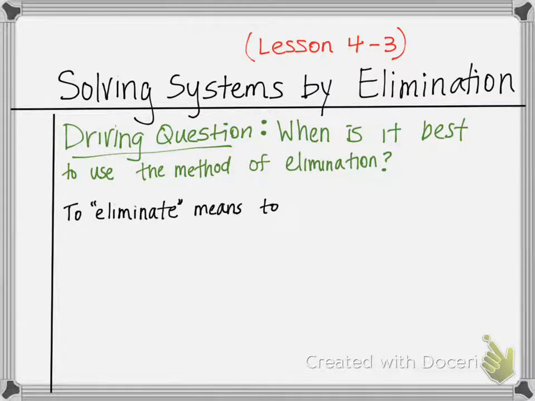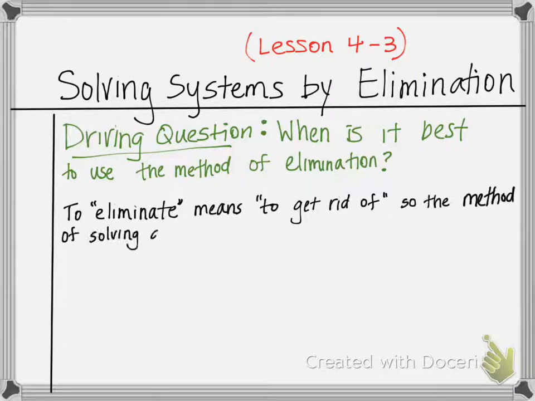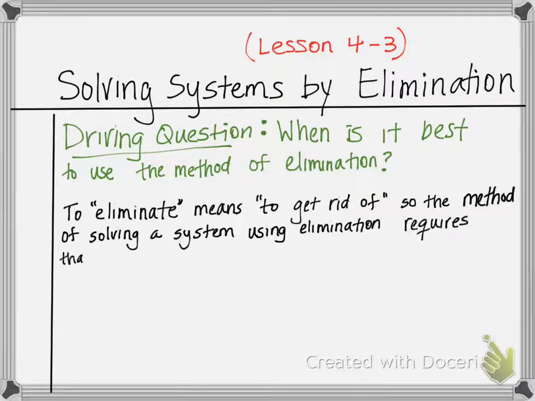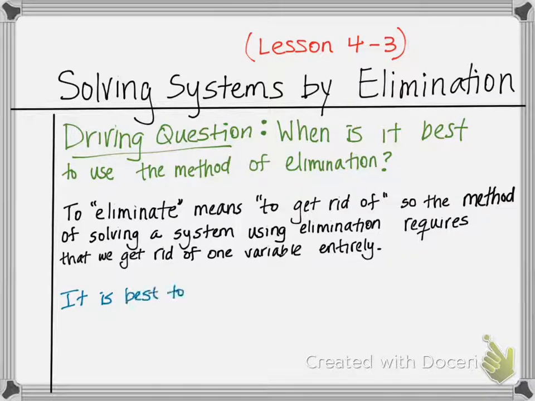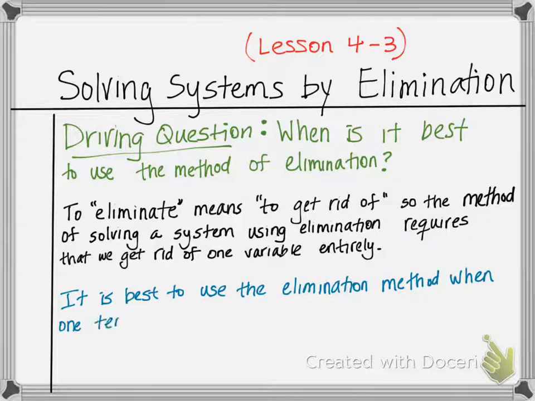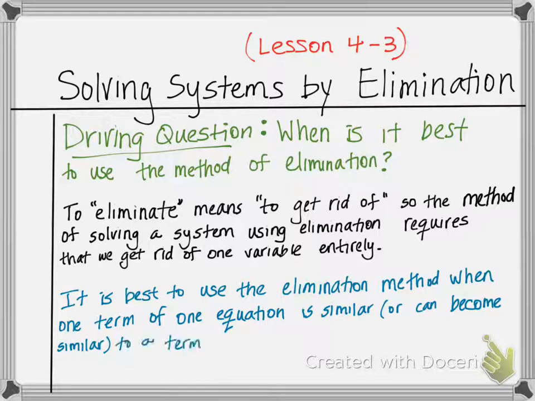So first of all, what it means. To eliminate means to get rid of. So the method of elimination means that we're going to solve the system by completely eliminating or getting rid of one variable. That way we can solve for the remaining variable. So it is best to use the elimination method when one term of an equation is very similar to another term, but an opposite sign.